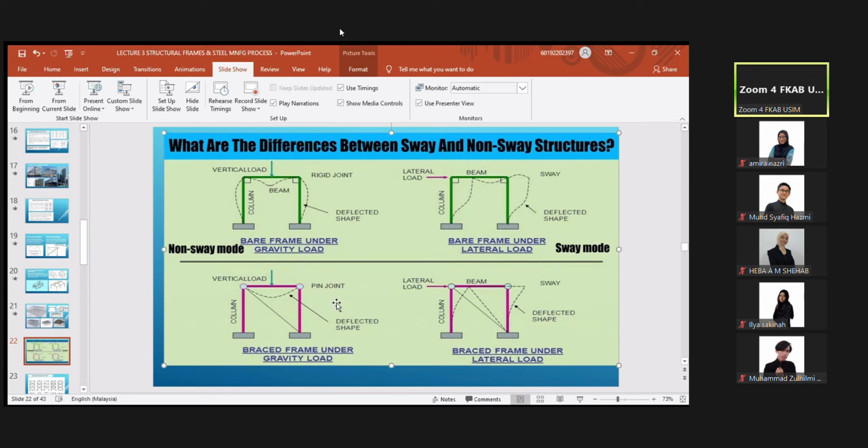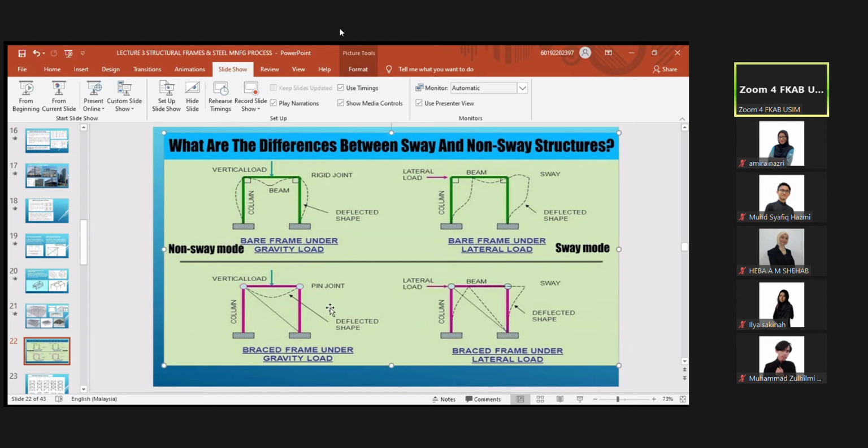But if you have a bracing and a vertical load, then this is only bending if the load is high. But the bracing is there to take up the sway effect. Pin joint. This brace takes gravity load. If it is lateral load, same also. It's supposed to move that way, but because of the bracing, it won't keep swaying.